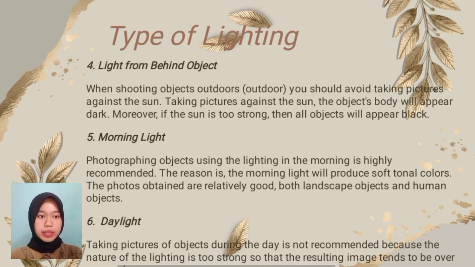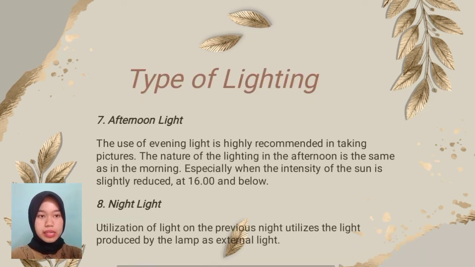Number 6, daylight. Taking picture of object during the day is not recommended because the nature of the lighting is too strong so that the resulting image tend to be overexposed. Okay, the next slide, number 7, afternoon light. The use of evening light is highly recommended in taking picture. The nature of the lighting in the afternoon is the same as in the morning, especially when the intensity of the sun is slightly reduced at 16 o'clock and below.